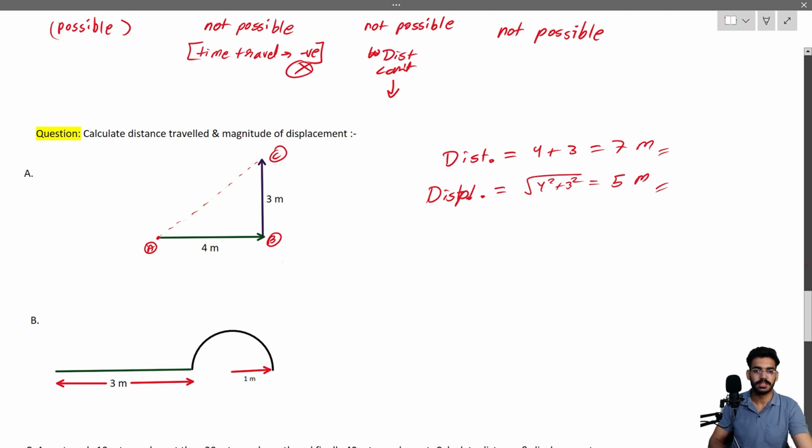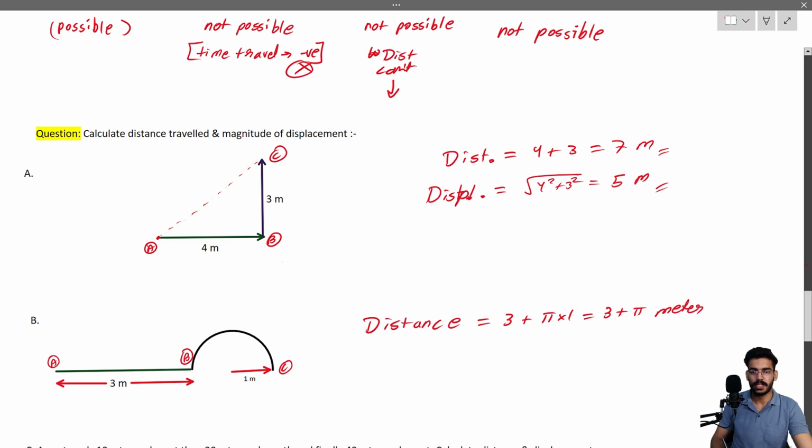The next question we have: this is a straight path A, this is B and this is C. This is a semicircle of radius 1 and this is 3 meter. What can I say about distance? How much is the distance? Distance is 3 meter plus this length. This length is pi r, because it's a semicircle, so 2 pi r by 2, so pi r. So 3 plus pi into 1, that is 3 plus pi meter.